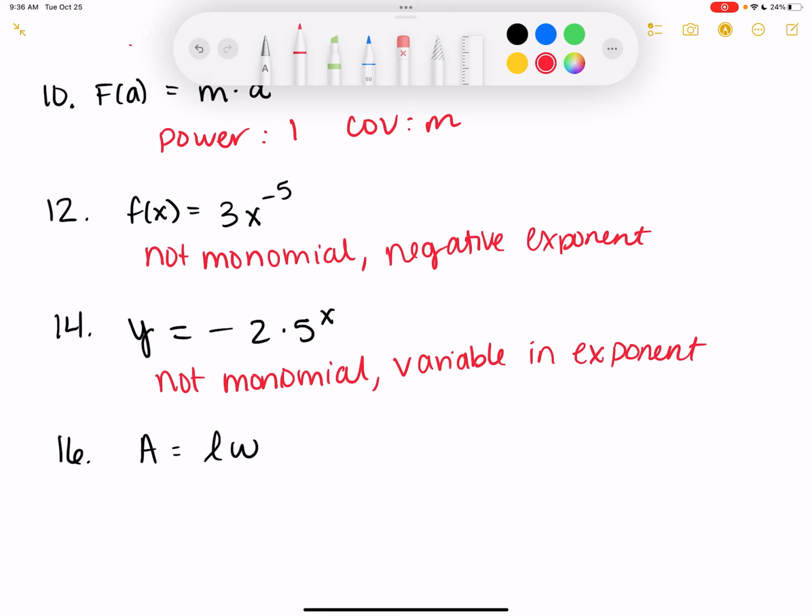The degree is one because L is a constant, not a coefficient, because they can have the same units. So yes, it's monomial. Okay, it has a degree of 1.